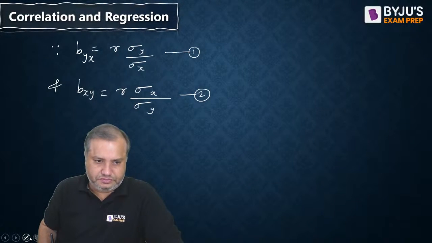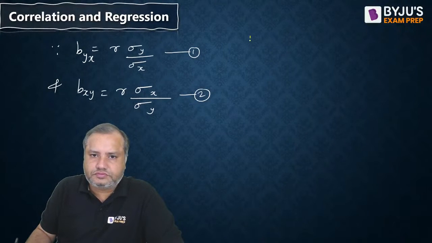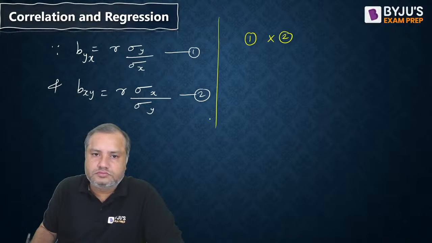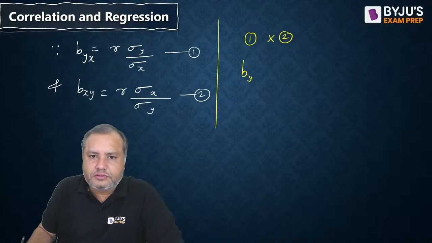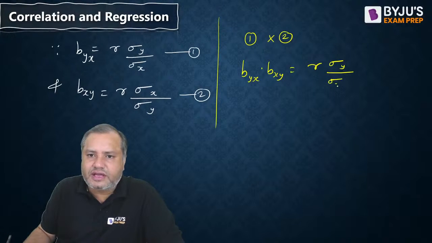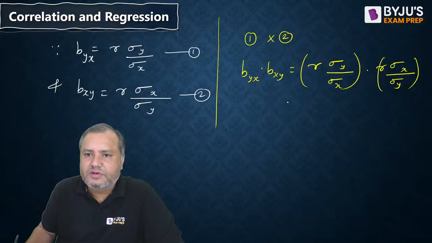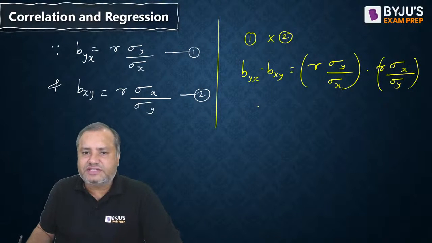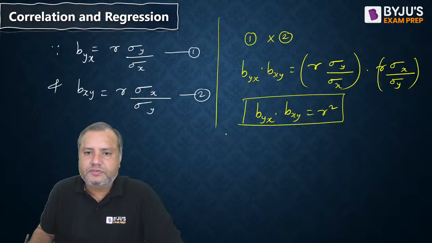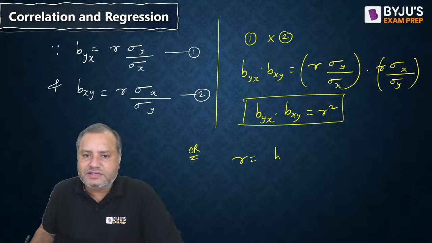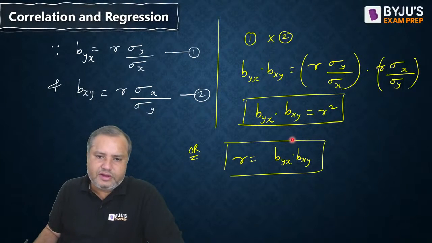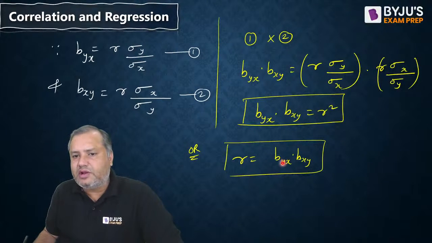Now see here. I am going to multiply equation 1 with 2. So byx into bxy is R sigma y upon sigma x and R sigma x upon sigma y. So sigma y cancelled, sigma x cancelled. So we are getting byx into bxy equal to r square, correct? Or r can be written as the square root of byx into bxy. Comfortable everyone? So we can say that r is the geometric mean of byx and bxy.